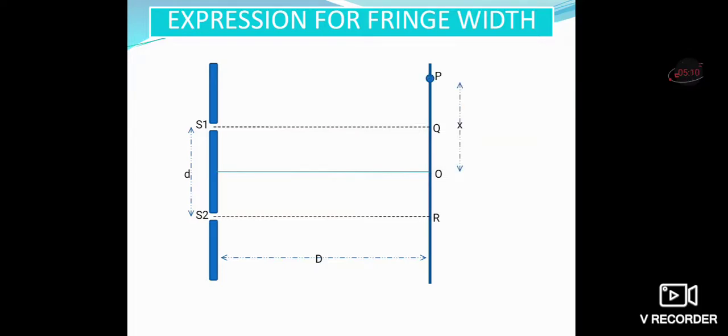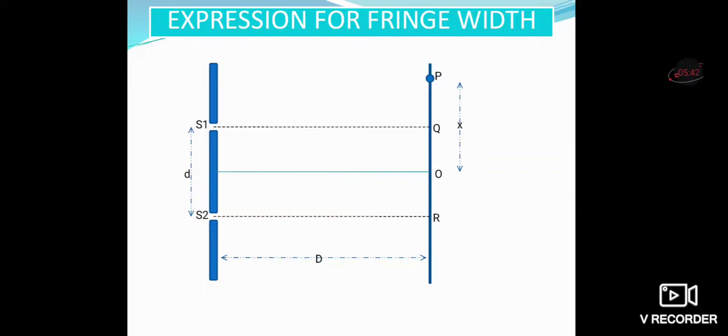Similarly, we can say that the point O has the maximum intensity, because there is no path difference, so we are getting maximum intensity. Therefore, our point O is called MB. That MB is nothing but the maximum bright fringe. Similarly, we can consider one more point, that is point P, which is at a distance x from O. Just observe in the diagram that point P is at a distance x from the point O.